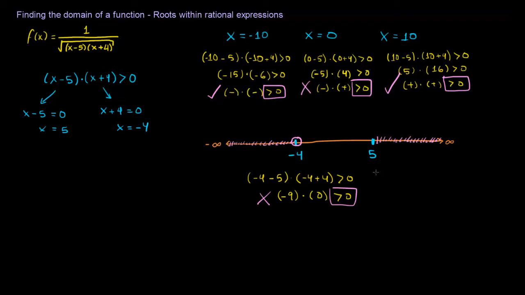I'm going to do the same with the 5. It will be 5 minus 5 times 5 plus 4, greater than 0. This term will produce a 0, and this term will produce a positive 9. But as this is a multiplication with a 0, this cannot be greater than 0. This test will be failed, and we have to exclude the number 5. I'm going to exclude it just like this, giving this uncolored circle.